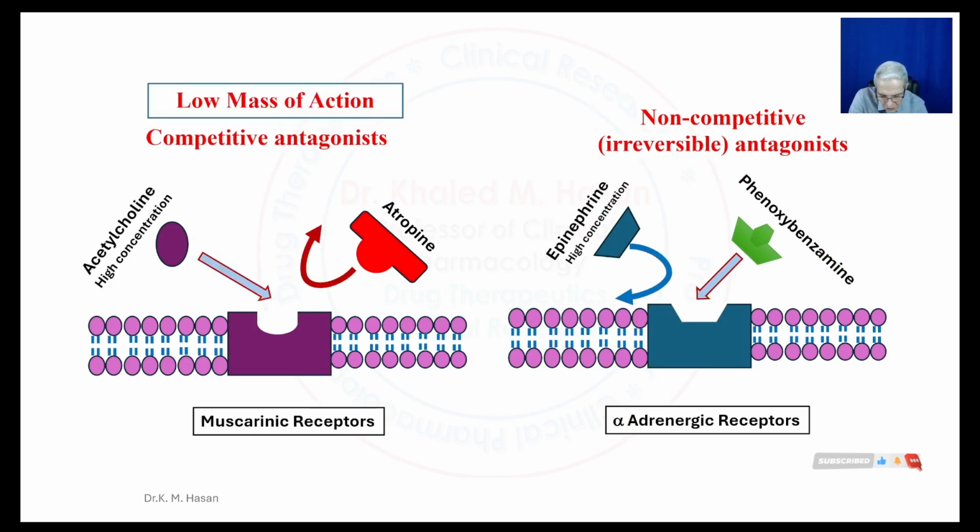Okay. So as mentioned, this belongs to the law of mass action: when we have a high concentration of acetylcholine, it will displace the atropine. However, on the other side, for the non-competitive irreversible antagonist, even with a higher concentration of epinephrine, we cannot displace phenoxybenzamine, because phenoxybenzamine binds non-competitively and irreversibly to the receptor.